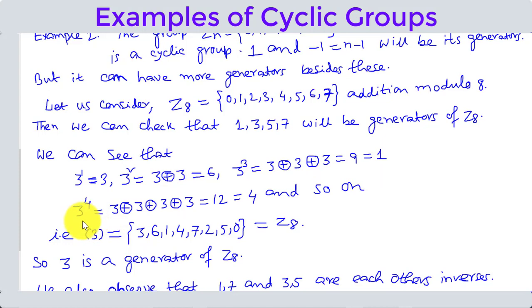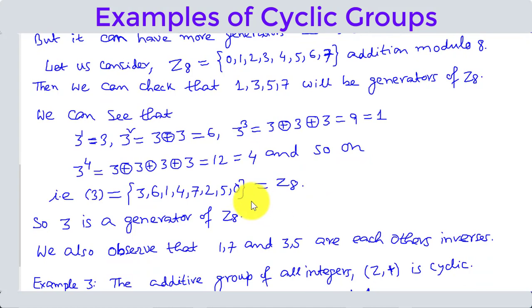3 to the power 4 is equal to 3 plus 3 plus 3 plus 3 is equal to 12, which is equal to 4, because if we divide 12 by 8, then remainder will be 4, and so on. That is, group generated by 3 is equal to {3, 6, 1, 4, 7, 2, 5, 0}, that is equal to Z8. So 3 is a generator of Z8.